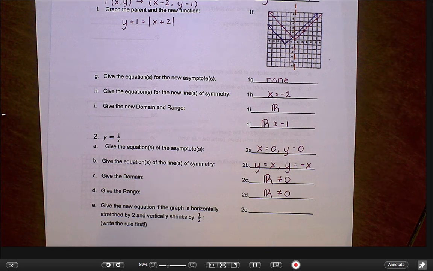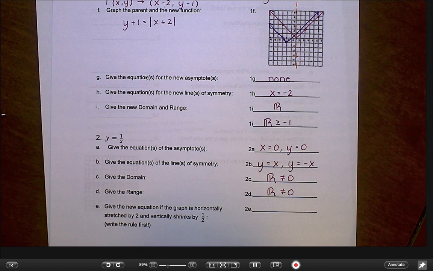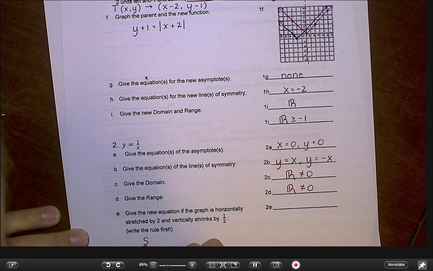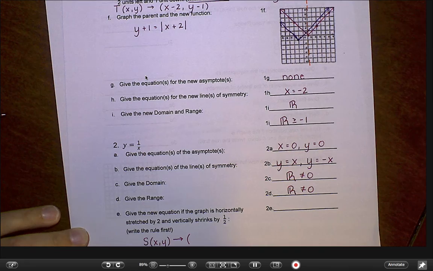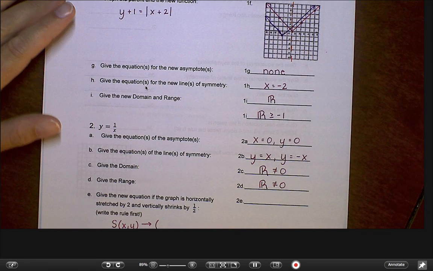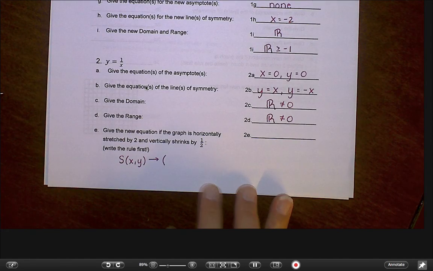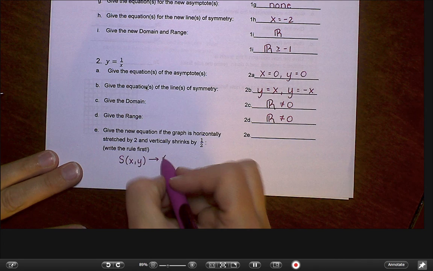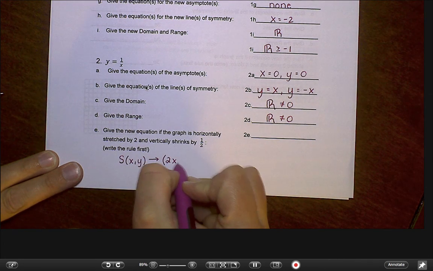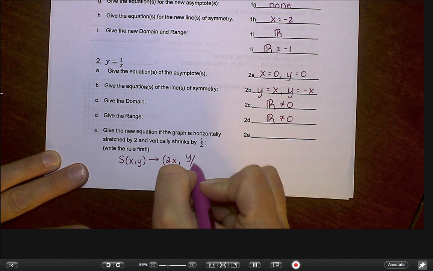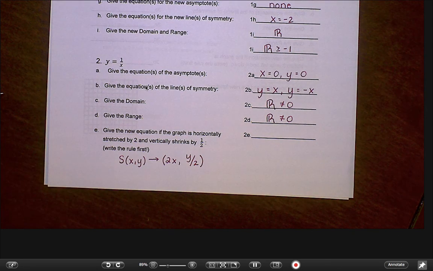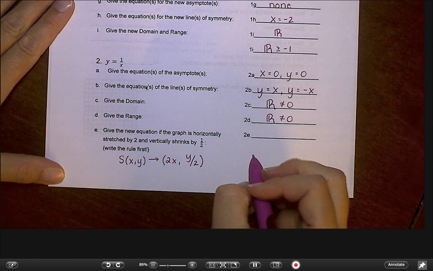New equation if the graph is horizontally stretched by 2, vertically shrunk by 1/2. And again, I'm going to write the rule first. This is going to be a size change. So horizontally stretched by 2, this is going to look like a 2x. And then vertically shrinks, I think they're trying to say y over 2, or you could think of it as 1/2 y. So in my equation, y equals 1 over x.